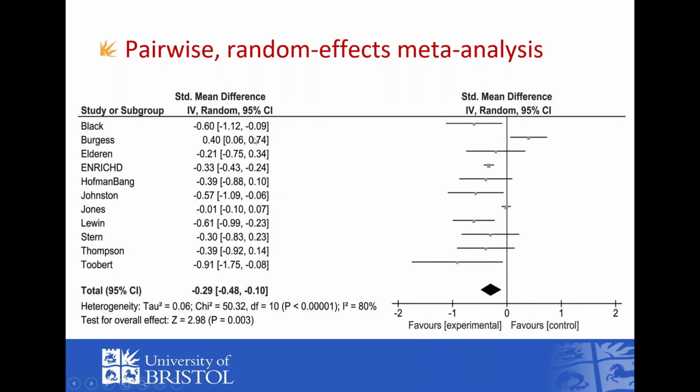Which is really quite large, and such that if we constructed a very crude predictive interval here, it would suggest that in some future study, psychological interventions could be consistent with an actual increase in depressive symptoms.